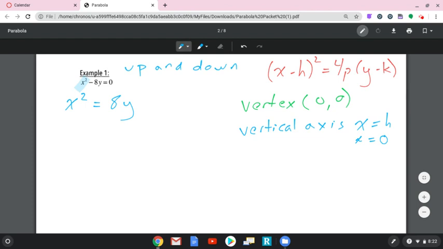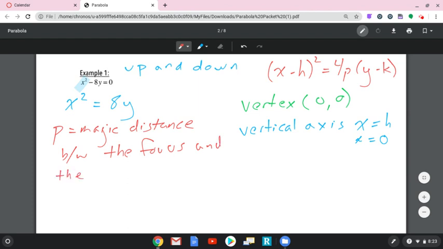So the next thing I want to do is I want to find out what p is. Now, I want to make a note. P is my magic distance. P represents the distance between the vertex and the focus and the vertex and the directrix. So P is the magic distance between the focus and the vertex and the directrix and the vertex.